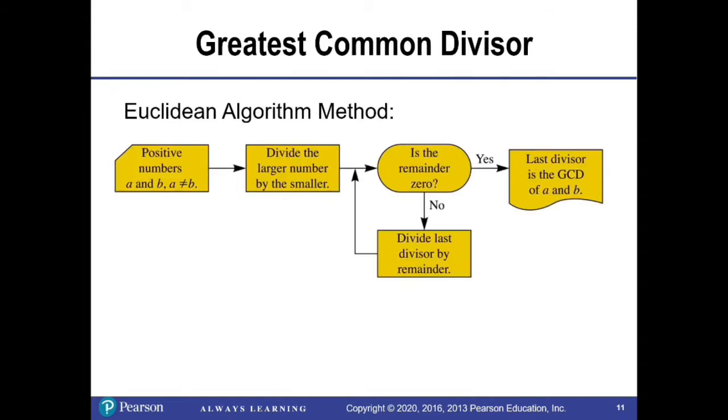So here's how this works. Let's look at a flow chart. We start with two numbers, then move to the next box. We're going to divide the larger number by the smaller. Then we're going to look at that remainder. Now, most likely the first time you divide, that remainder is not going to be 0. So we're going to divide again, and we divide the last divisor by the remainder. And we keep doing this until we have a remainder of 0. When we finally get a remainder of 0, that last divisor is our GCD.